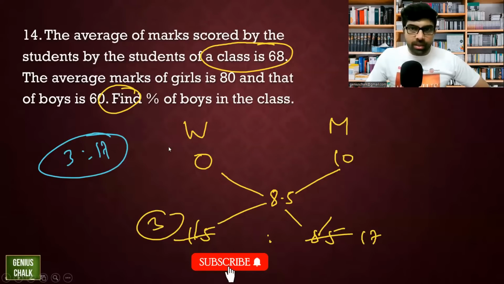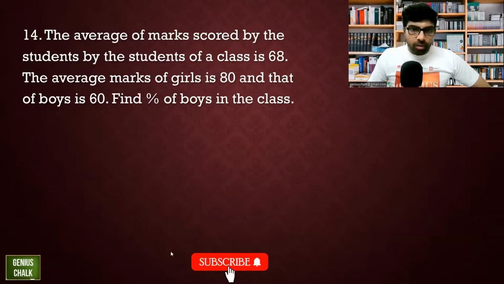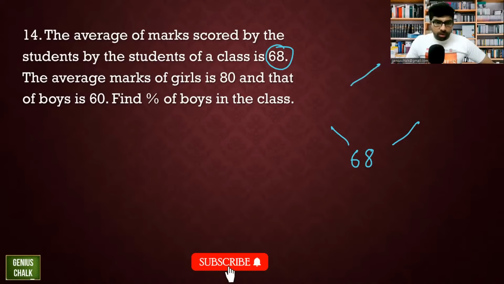Let's solve the next. It is saying the average of marks scored by students of a class is 68. That means this is the overall marks. Overall marks is 68. The average marks of girls is 80 and that of boys is 60. Let's say I write boys this side, girls this side. Let's say take this here.